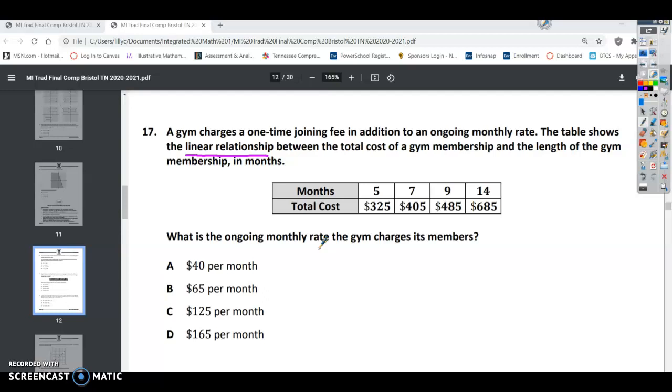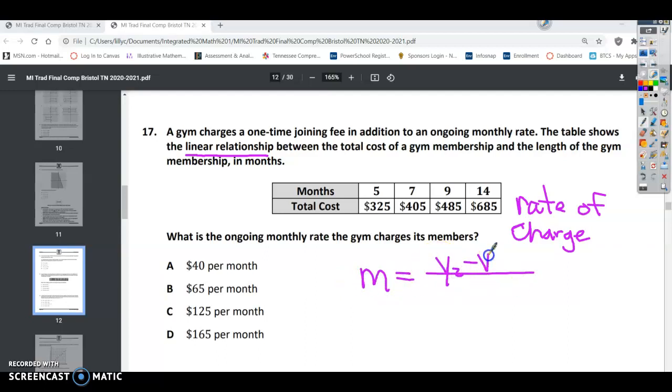All right, so we can find the rate of change. This is rate of change, okay? And rate of change is similar to slope. It's like your slope formula. So it's going to be m equals y2 minus y1 over x2 minus x1. All right, so that's the formula that you're going to use to find out what is the ongoing rate each month. All right, so we can use any 2 points.